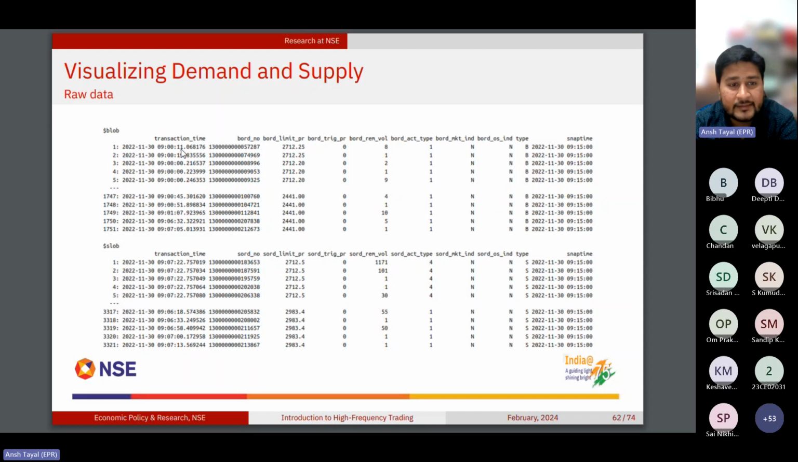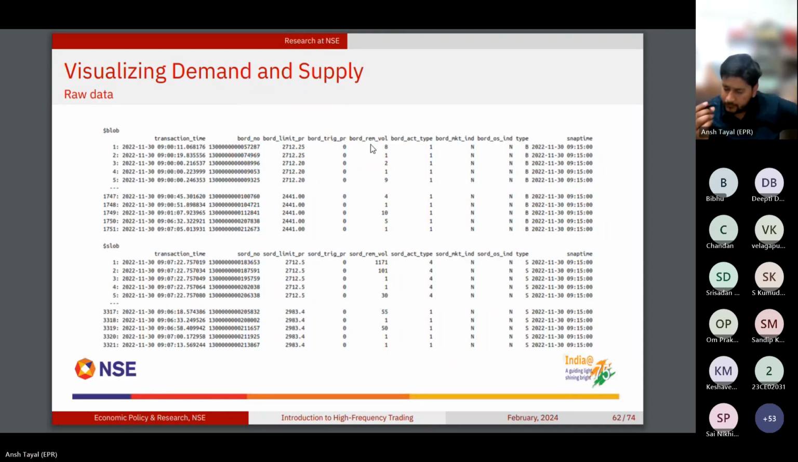0900, 11 seconds, 0.068176. So this is a timestamp down to microsecond. And this is a unique order number that is available in the record. Then what was the limit price? What price the person wanted to buy at, and the trigger price.